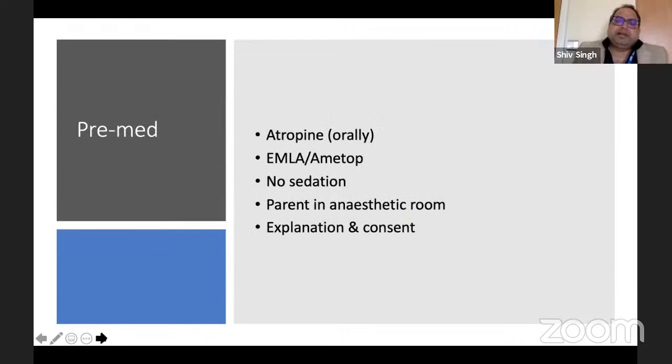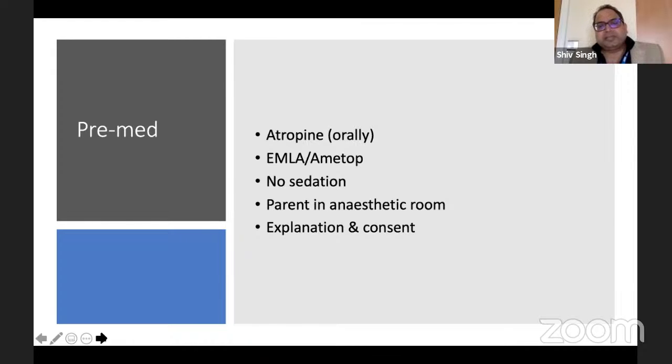Pre-medication, you might think of atropine or glycopyrrolate orally to dry the secretions, and Emla or Ametop on the hands, if you're planning to actually get a drip in. We would actually avoid giving any sedation, and so it is mostly psychological preparation for this 2-year-old child.